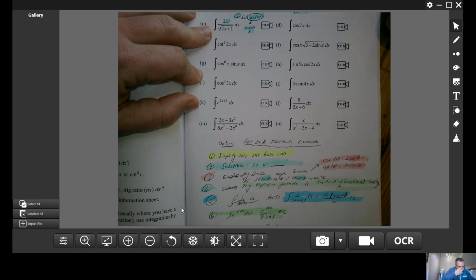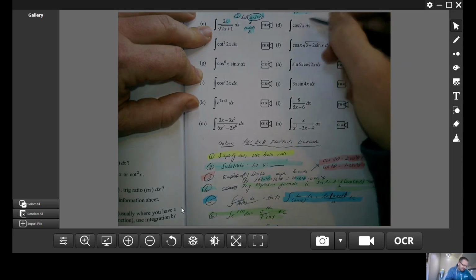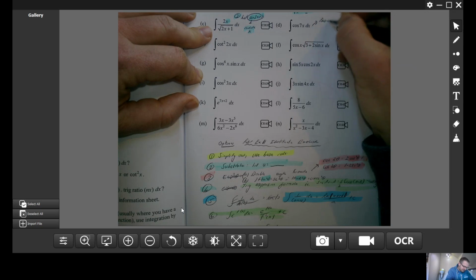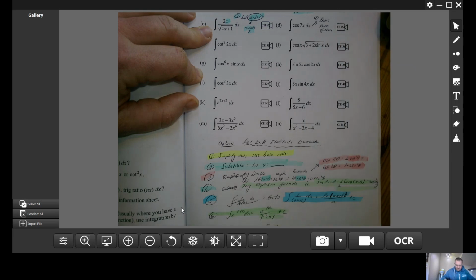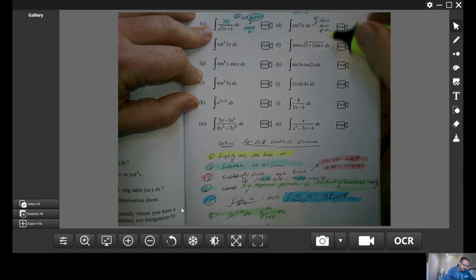All right. In D, well, this is just a straightforward one. It will be sine 7x over 7. So it's just basic rule, basic, number 1. And don't forget to compensate for the reverse chain rule. So you're going to have to divide by 7. So it'll be sine 7x over 7. So that's your basic one.